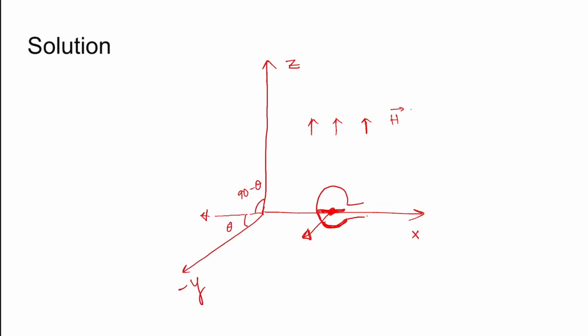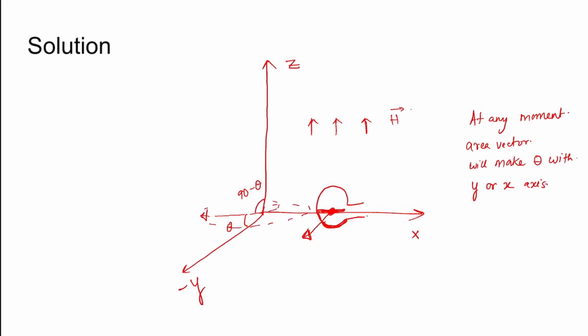So at any moment the area vector will make theta with the y or x axis, because you can rotate this like this along the xy plane, such that the angle of the area vector with z will be 90 minus theta.